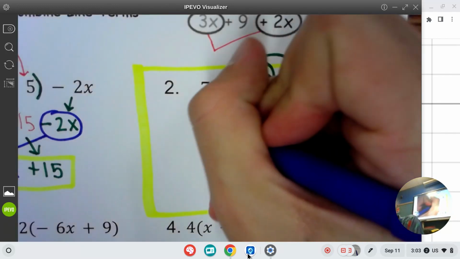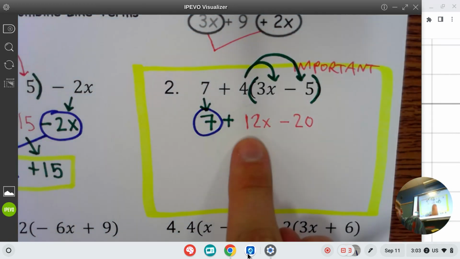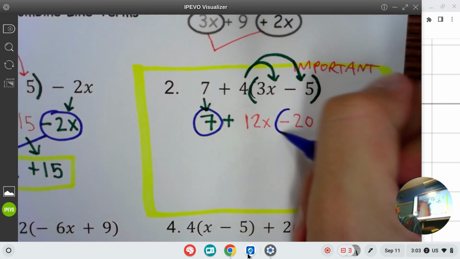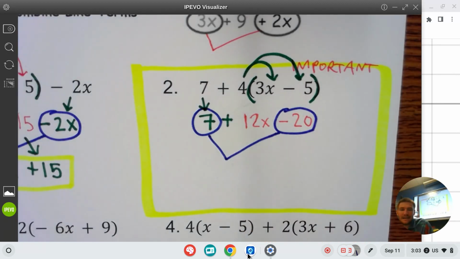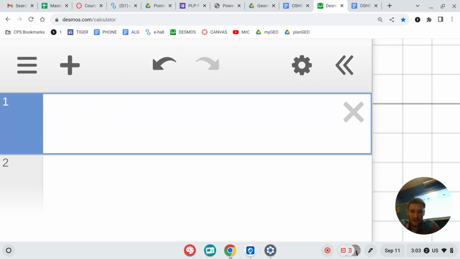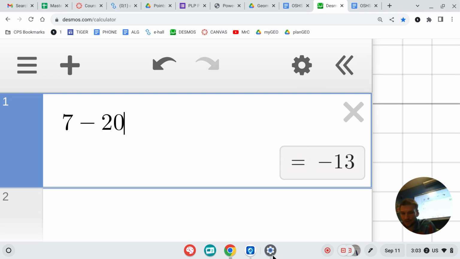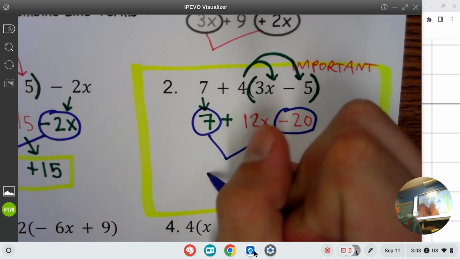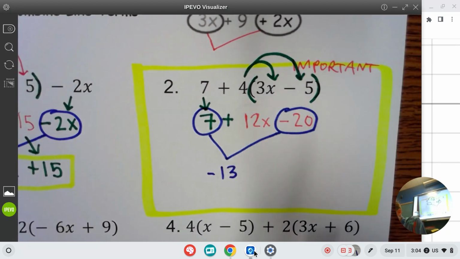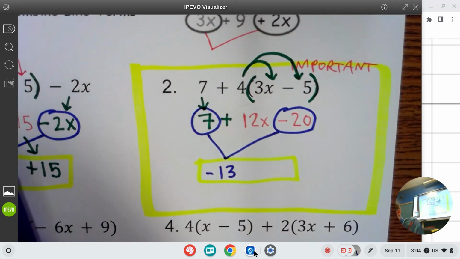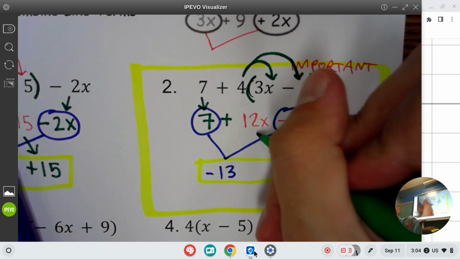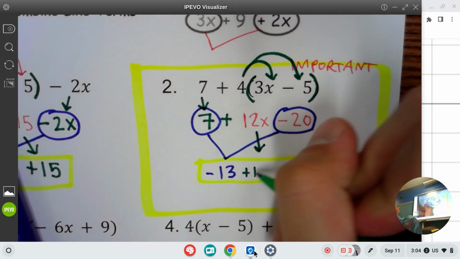The 7 does not combine with the 12. The 7 combines with the negative 20. What is 7 and negative 20? Let's check. You're correct. 7 minus 20 is negative 13. And that's the answer? Not quite. What are we missing from our answer? We're going to need that plus 12x.